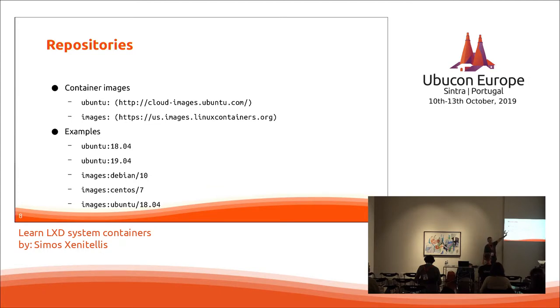So you can see them from the web, or you can use LXD commands to see the list of the available container images. And here is an example of how the naming will work. There is this colon. On this side of the colon is the name of the repository. It's either Ubuntu or Images. And on the other side is the shortcut of the name of the container image. Most Linux distributions are supported, and they are available in the repositories.